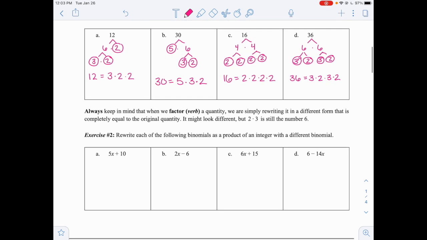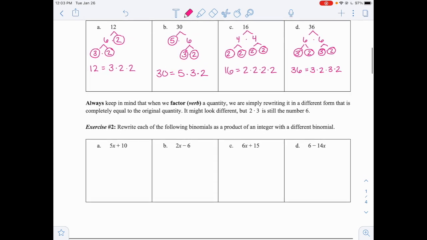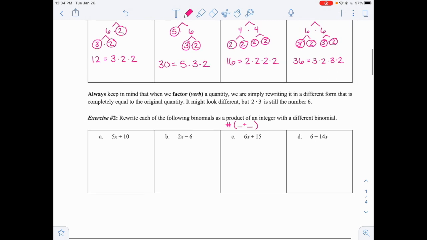So it says rewrite each of the following binomials as a product of an integer with a different binomial. So really what that means is they want you to end up with a number times some sort of binomial. You could have a plus in here or a minus, and that'll just matter on what the original started with and what we factored out. But that's what they essentially want.